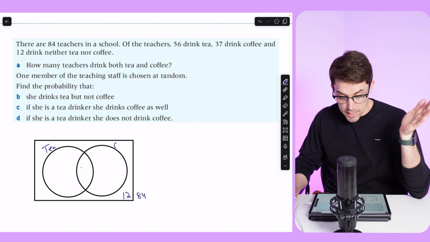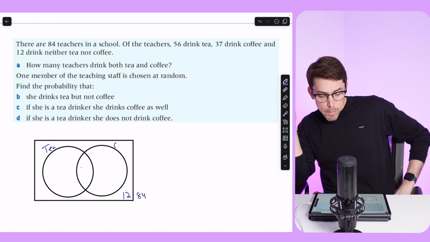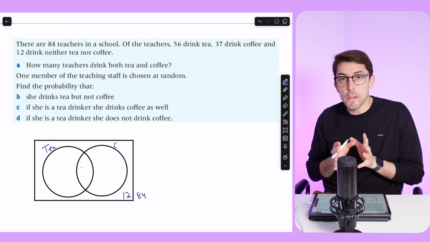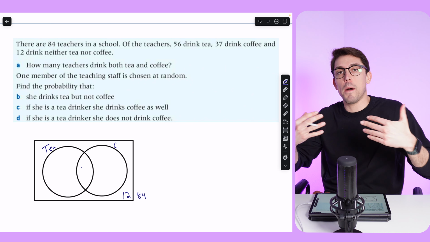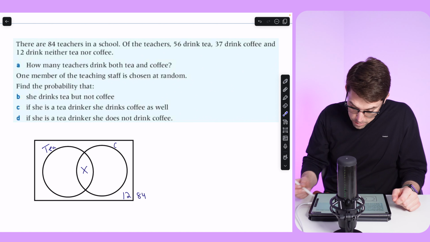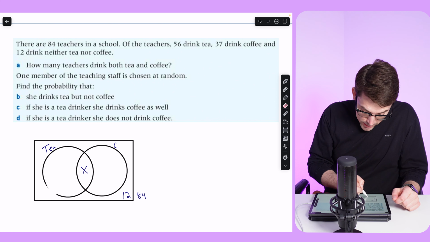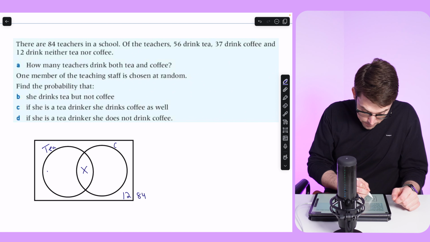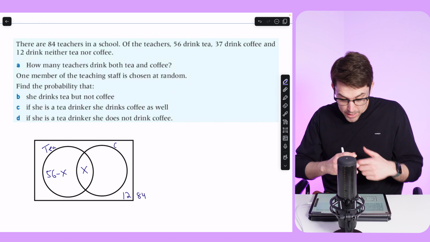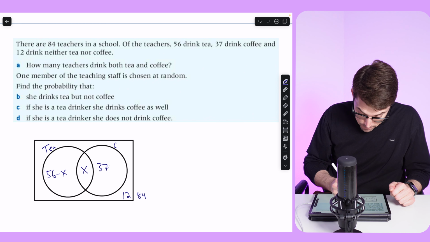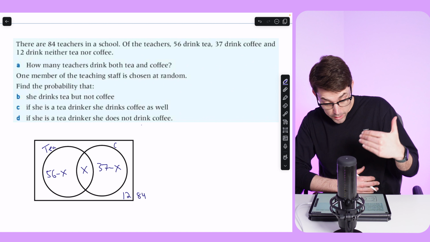So how many teachers drink both tea and coffee? Based off what we used in a previous video, we always want to start in the middle. If the middle is not given to us, we denote it by a variable. In this case, we're going to use x. I know that 56 drink tea, meaning that this part, which is drinking tea and only tea, is going to be 56 minus x, because I have to take out the ones that drink coffee. 37 drink coffee, which means that 37 minus x would be the total that drink coffee and only coffee.